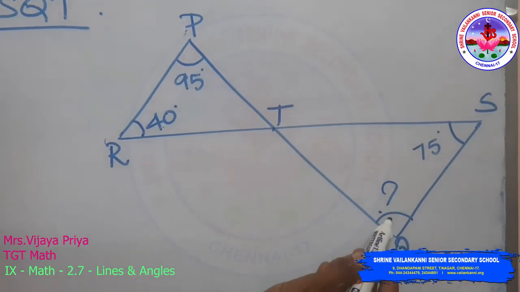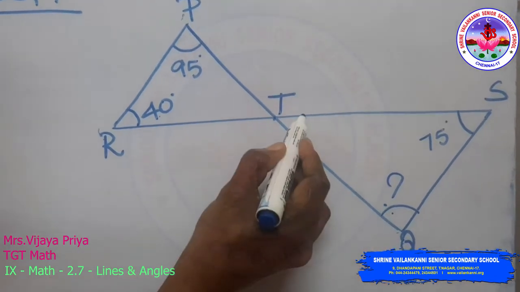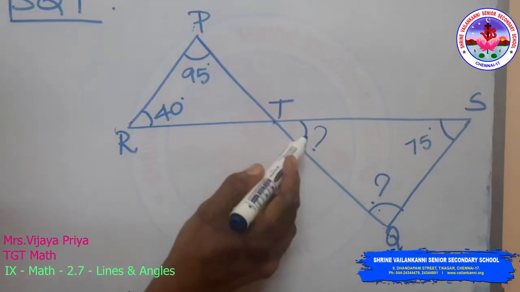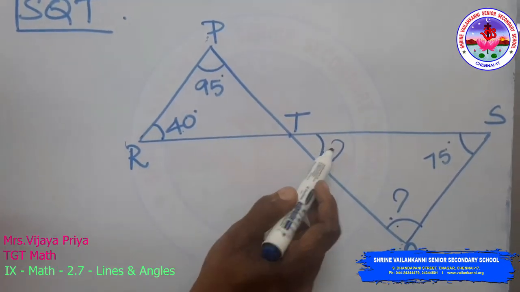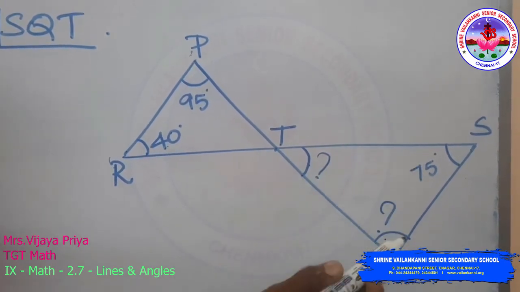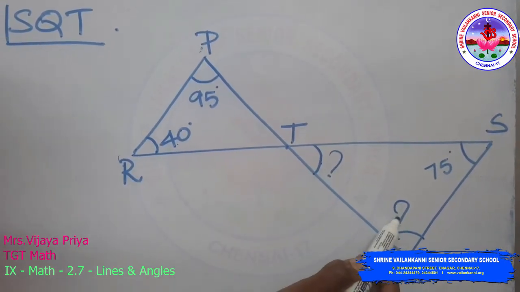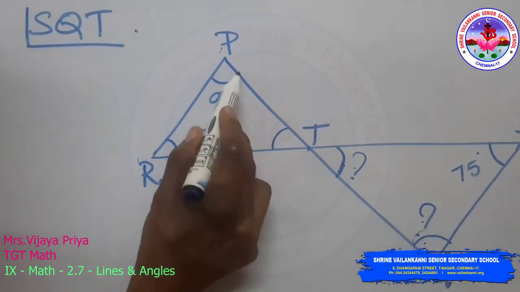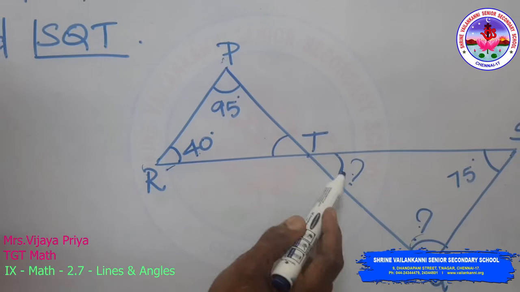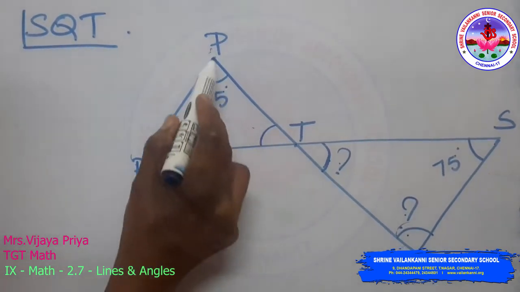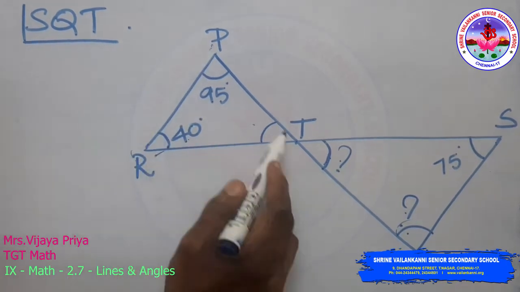Before finding this angle, we need to find out angle STQ. After finding STQ, we need to use the angle sum property to find out angle Q. So before finding this, we must find angle PTR so that I can connect this with the vertically opposite angles. So first let us consider this triangle PRT.